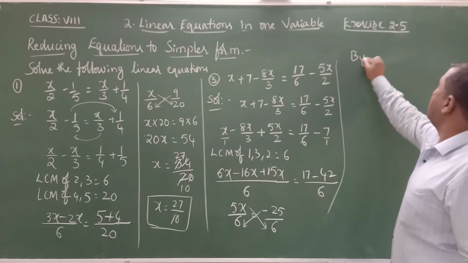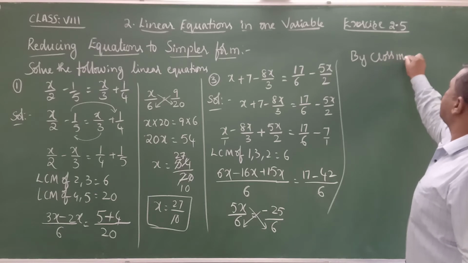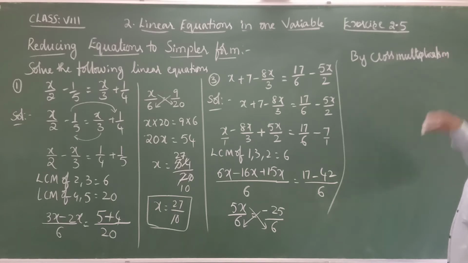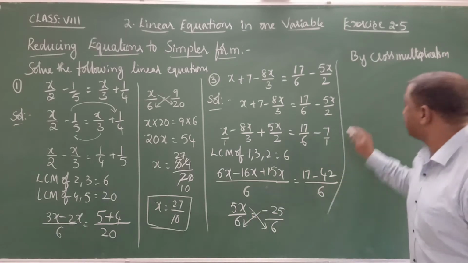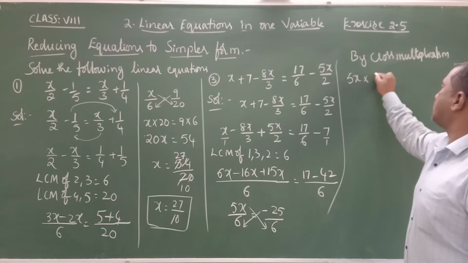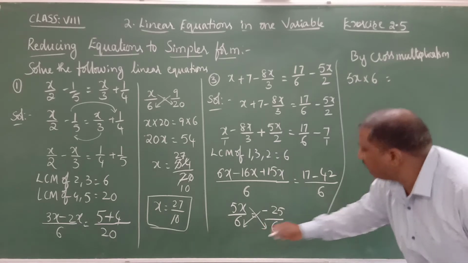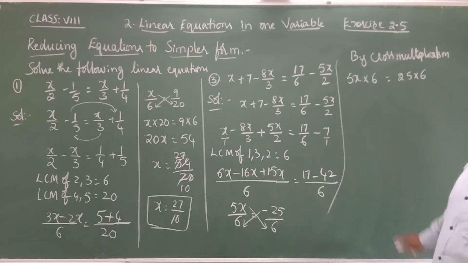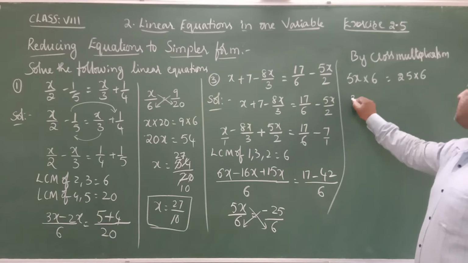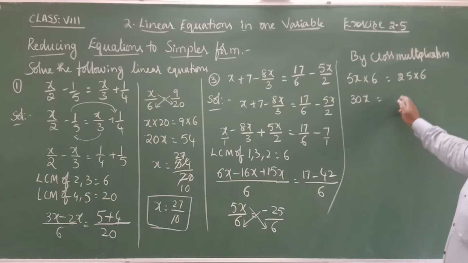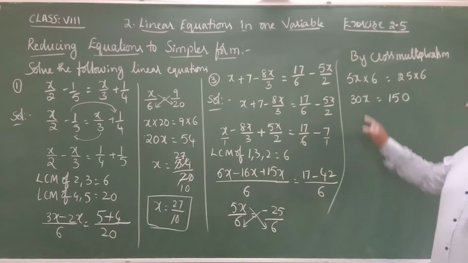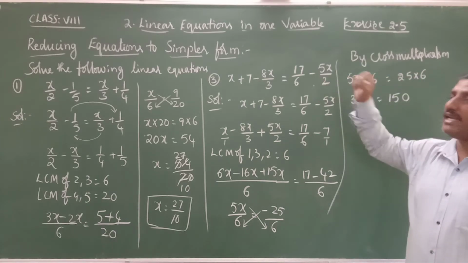By cross multiplication, what we get is 5x into 6 equals 25 into 6. Now 5x into 6, 5 sixes are 30, so 30x equals 25 into 6, 25 sixes are 150. Now this is the linear form of the given equation.